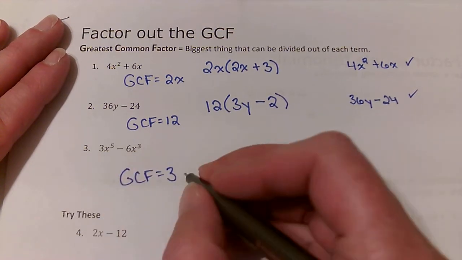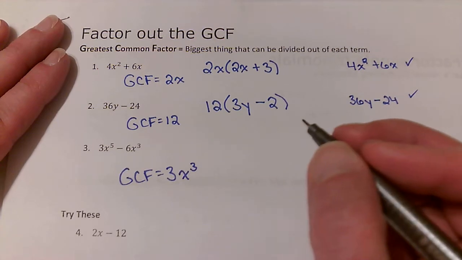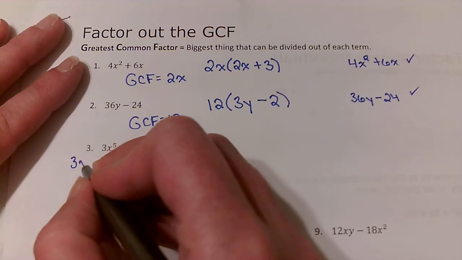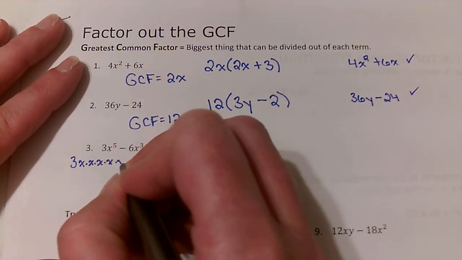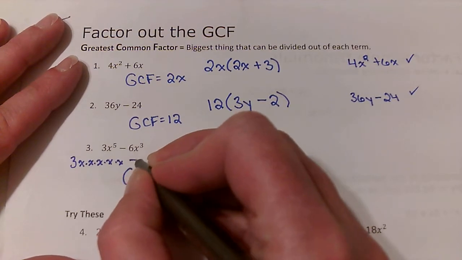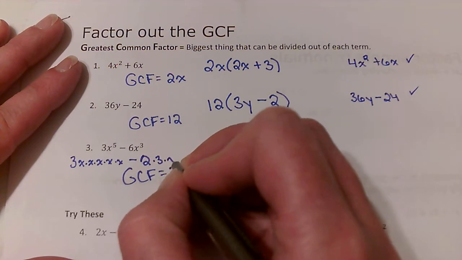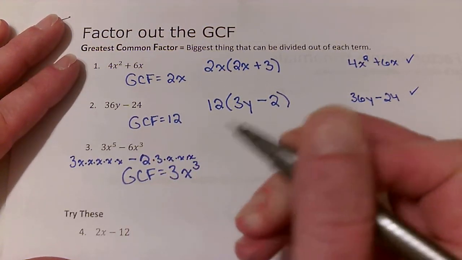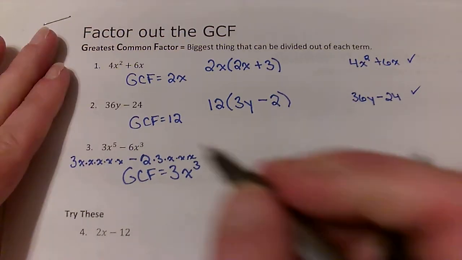They've got 3 x's in common. Because remember, this is really x times x times x times x times x. And this one's really, well, let's write it as 2 times 3 times x times x times x. Now, I don't normally do this every time, but we're just going to do it to prove that 3x cubed is the greatest common factor.